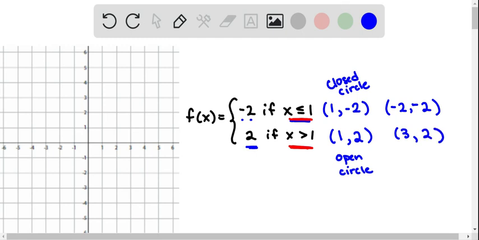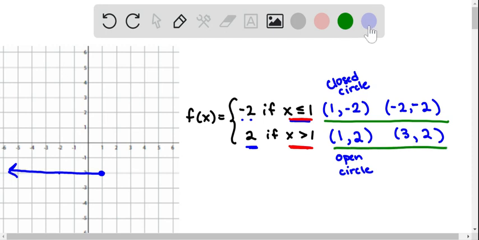So let's go ahead and graph this. Starting with the top piece, starting with a closed circle at (1, -2), and then going through (-2, -2), and then keep going. And then for the bottom piece, starting with an open circle at (1, 2), and going through (3, 2), and keep going.